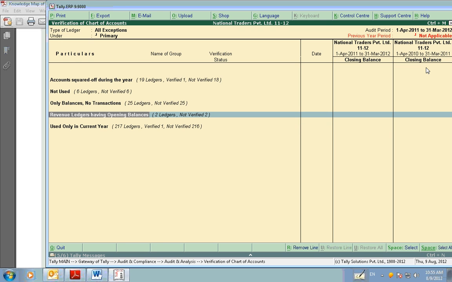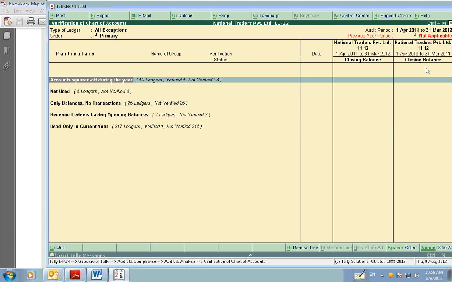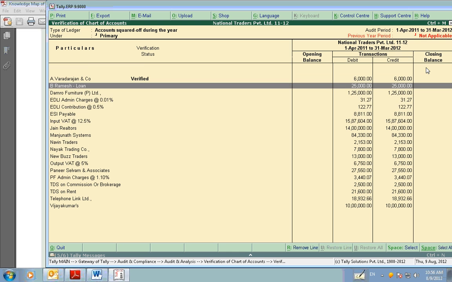So here, accounts squared off during the year, and in the bracket, this is already your data, National Traders Private Limited, which is making ready its data for finalization and ready to give to the auditors. Now we are drilling down to these areas and checking the same. Here you have in the bracket 19 ledgers which are squared off ledgers, and one is verified, one is not verified, where the owner himself can check on this. So let us drill down into this accounts squared off during the year.